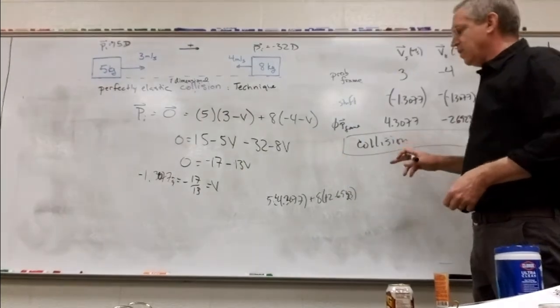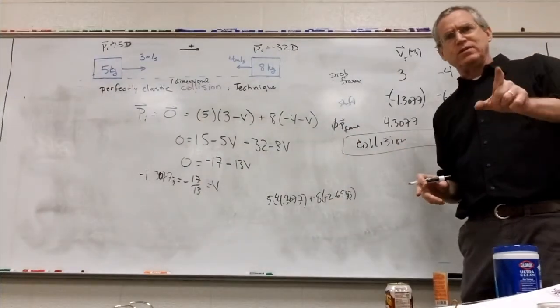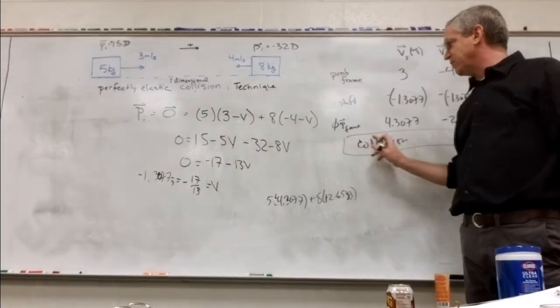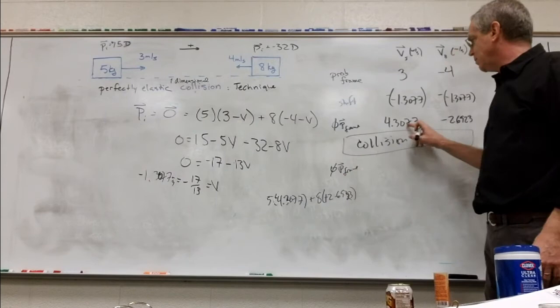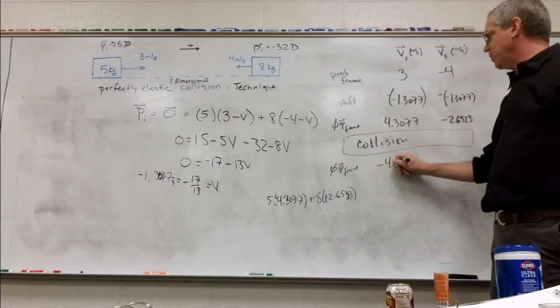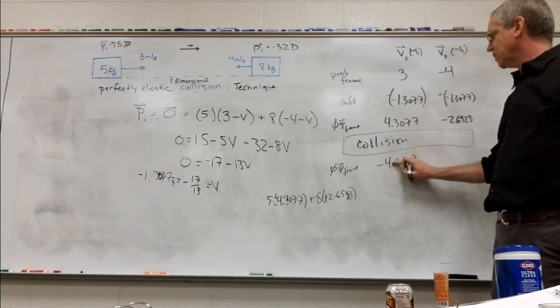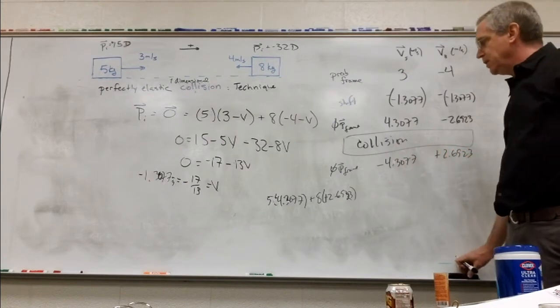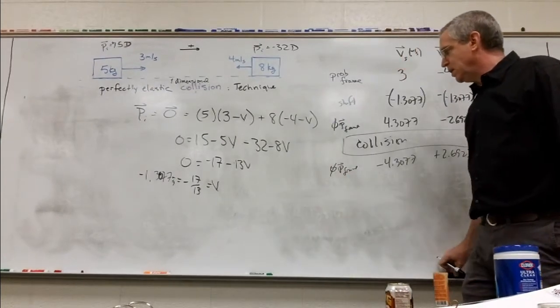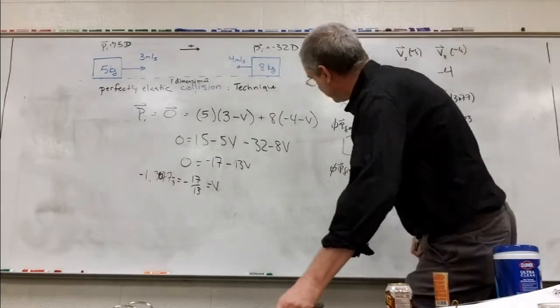And 0 times -1 is still 0. And the kinetic energy cares about speed, it doesn't care about direction. So what I'm going to do is, after the collision, I'm still in the zero momentum frame. I'm just going to change the signs here. -4.3077. And this is positive 2.6923. Convince yourself, go through the math. Actually, let's go through the math right now.